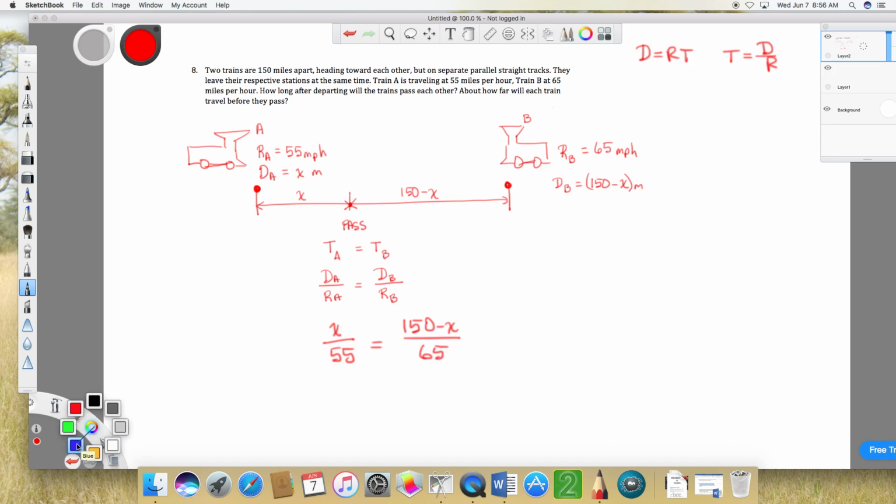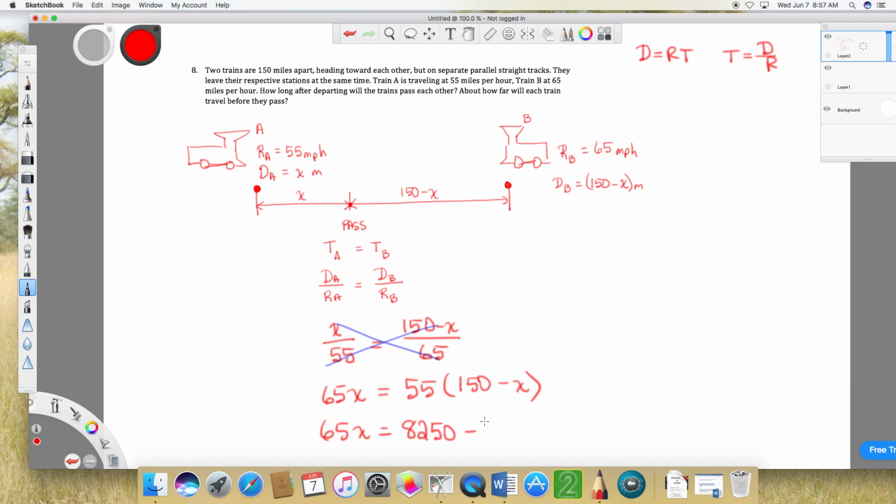So now if we cross multiply, what do we get? 65 times x along one diagonal, and 55 times the binomial, 150 minus x, on the other side. So what is 55 times 150? Well, I'm going to have to grab my calculator because I don't know. 8,250 minus 55x.